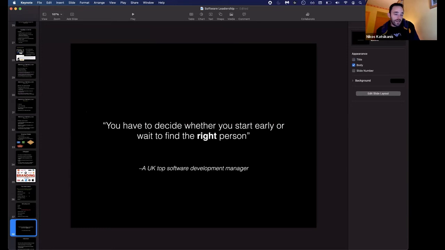Yeah, so you have to decide whether you start early or you wait to find the right person. This is a quote I threw in there. I find it interesting.